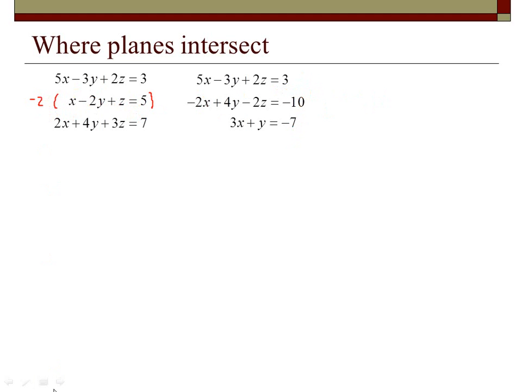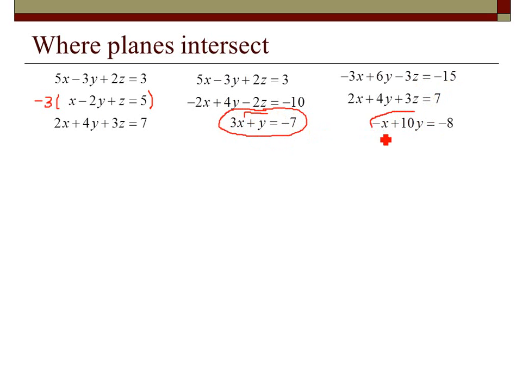Okay, so now I'm going to look at trying to eliminate z again. So I've got to get rid of the same variable twice. So this time I'm going to multiply this equation by -3. Then I get -3x plus 6y minus 3z equals -15. When I add that to the bottom equation, I'll get -x plus 10y, my z's cancel, -15 and 7 gives me -8. Now I'm down to two equations, which is my goal. I want to get down to two equations and two unknowns.